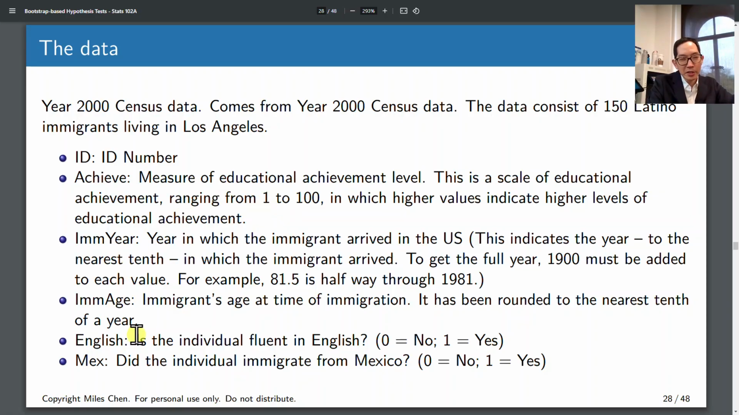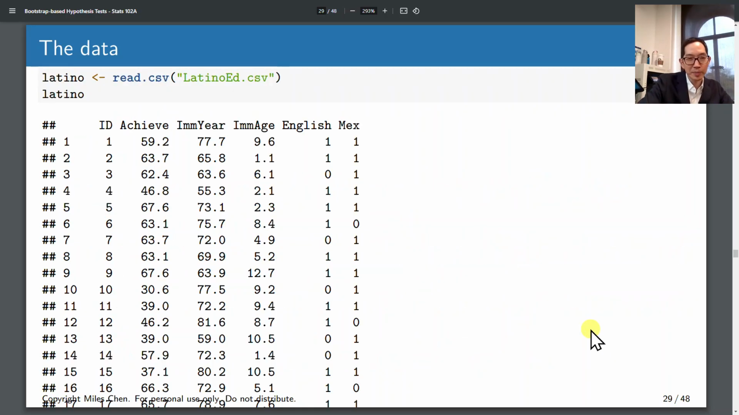Okay. And then the other variable of interest to us is, did this individual come from Mexico? We're going to have 1 for people who came from Mexico, and 0 for people who came from any other Latin American country. And so this is just the data we see.